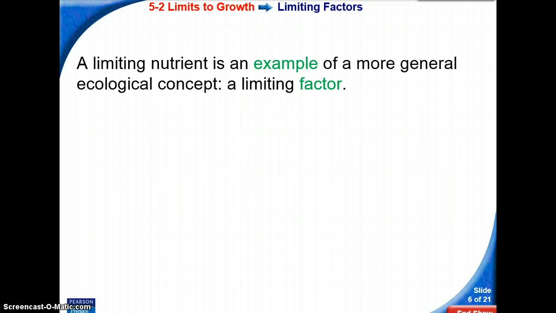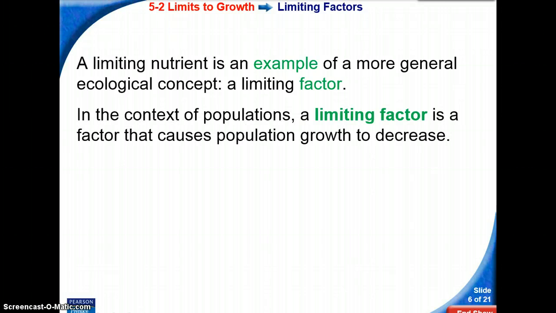A limiting nutrient is an example of a more general ecological concept, which is a limiting factor. And in the context of these populations, a limiting factor is a factor that causes population growth to decrease. So any factor, anything that happens that causes the growth of a population to slow or stop or even go backwards, is going to be called a limiting factor.